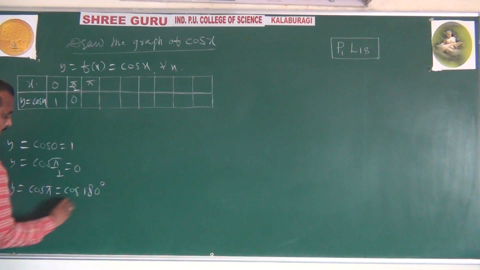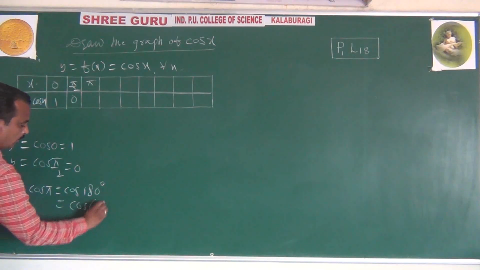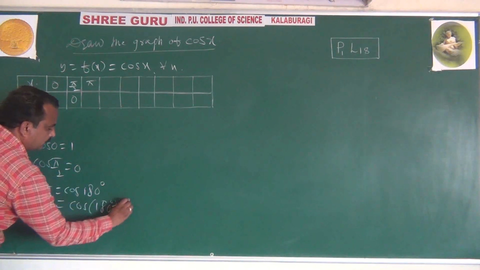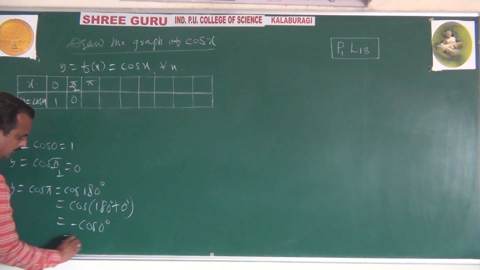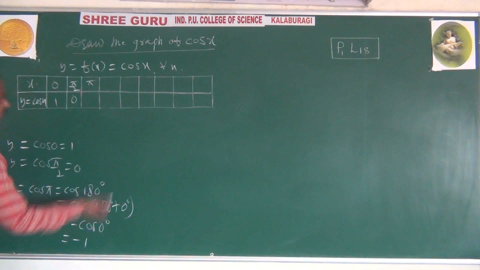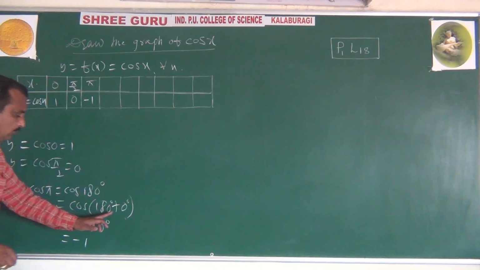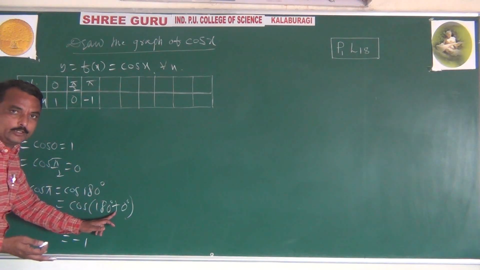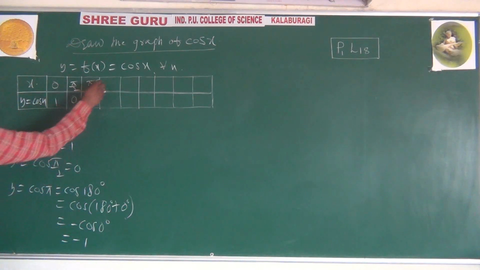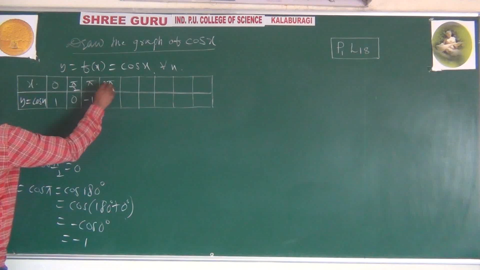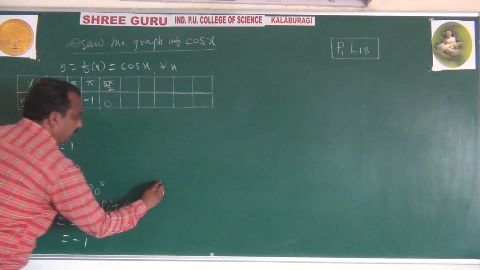Let us see this, cos 180 as 180 plus or minus 0 degree. Cos 0 degree, in the third quadrant it is negative. What is cos 0? It is 1, so minus 1. I will take minus also. Sir, why are you taking plus, you may take minus also. That minus also it is minus of 1, since in the second quadrant it is negative. Then 3 pi by 2, it is 0.